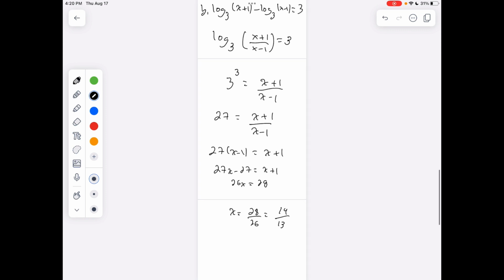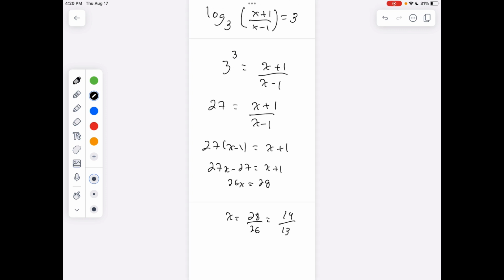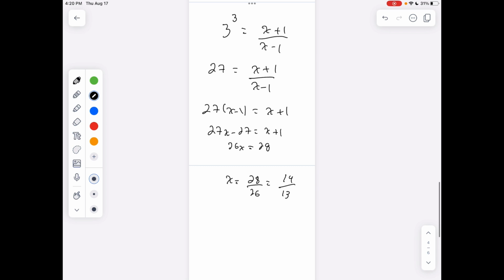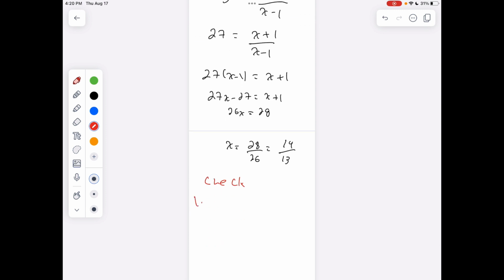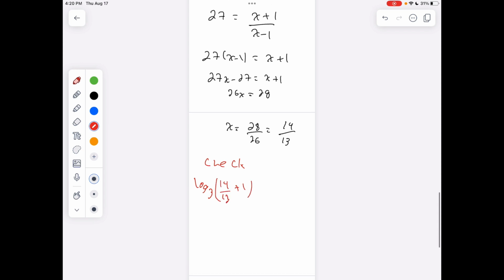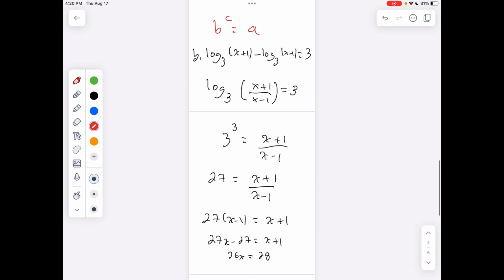And once again, you would check 14/13 in the original equation, making sure that it doesn't make the inside equal to 0 or negative. So check log base 3 of x plus 1, so 14/13 plus 1. That checks out. Again, I really don't need to know what this is; all I need to know is that the inside would be positive. And the other log had x minus 1, so it'd be 14/13 minus 1, which is positive as well. So this would be a solution, okay?